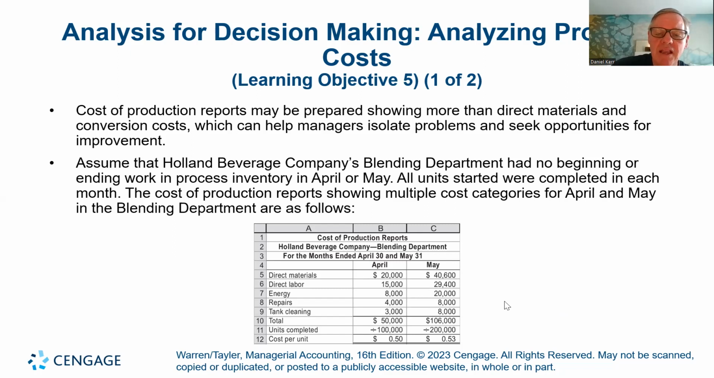And look what happened in May. We had $106,000 worth of costs. We made 200,000 units completed. So we got a cost per unit of 53 cents. So when you analyze these, you don't just stop at the cost per equivalent unit. What you need to do is take each of these costs, say materials, direct labor, and so forth, and divide by the number of units. So take that 20,000 and divide by 100,000, and that would give you the direct materials cost per unit. Same thing in May. Take the 40,600 and divide by 200,000.